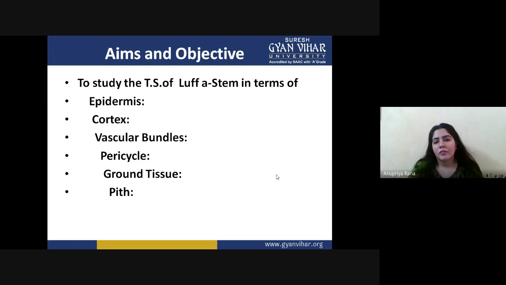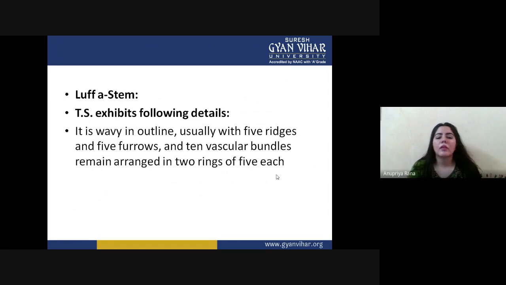And for the monocotyledon stem, we will be taking maize. Maize will be studied for the monocot plant, and the Luphi stem we will study for the dicot stem. So let's see what major details the TS will be giving us. The very first is the wavy outline. The whole structure is basically wavy in outline, usually with 5 ridges and 5 furrows. So there are 5 ridges and 5 furrows present.